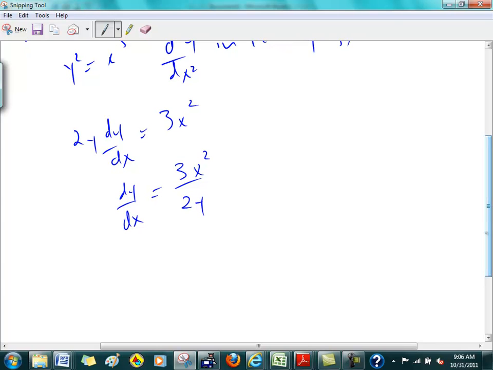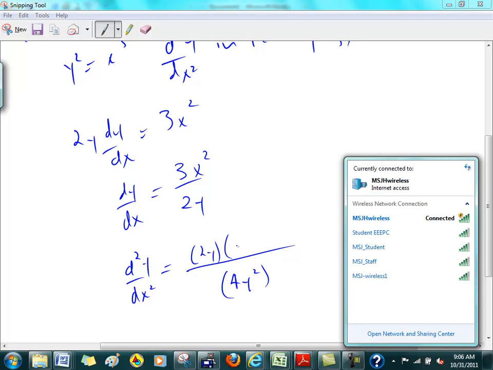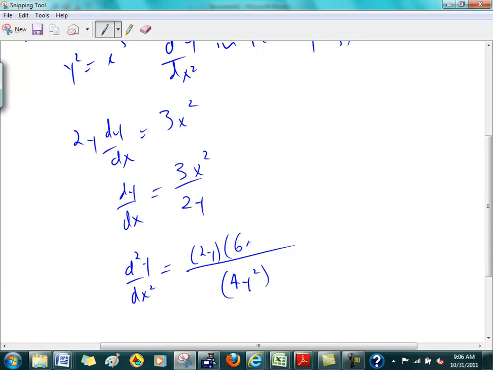Differentiate one more time. So on the left, you'll get d2y by dx squared. And then you're going to use a quotient rule. So this guy is going to become 4y squared, right? And you're going to keep 2y and differentiate 3x squared, 6x. Minus, you're going to keep 3x squared and differentiate 2y. Y prime, let's just write it as dy by dx. Okay?